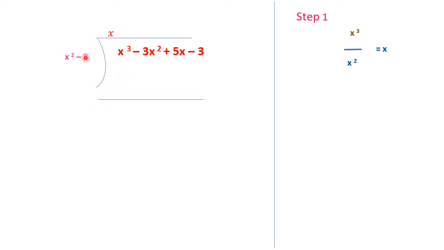Multiply this quotient with the entire divisor. Entire divisor means you have to put the bracket. How to put the bracket? See here. The entire divisor is inside the bracket and then we are multiplying it with our quotient x. We are getting x cubed minus 2x.